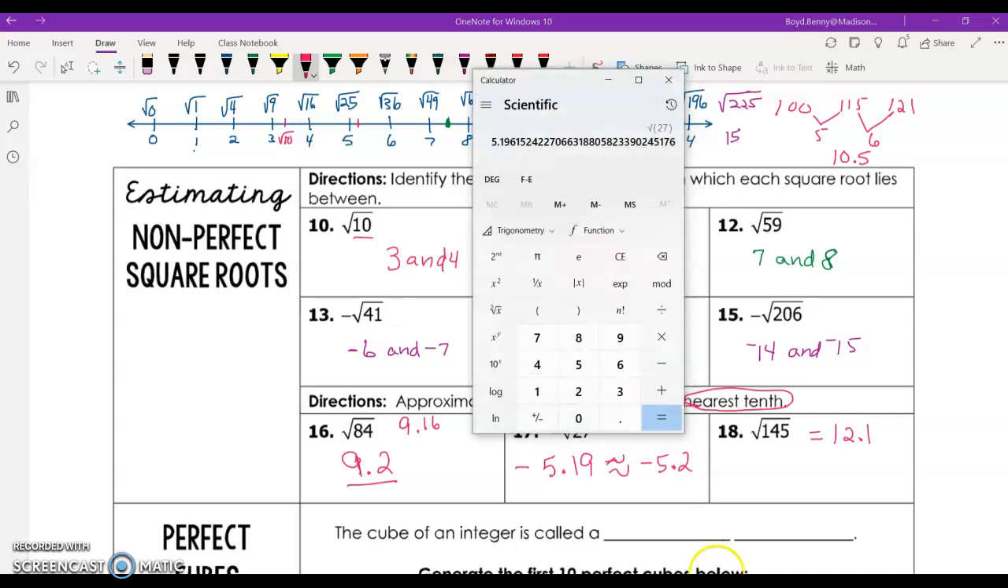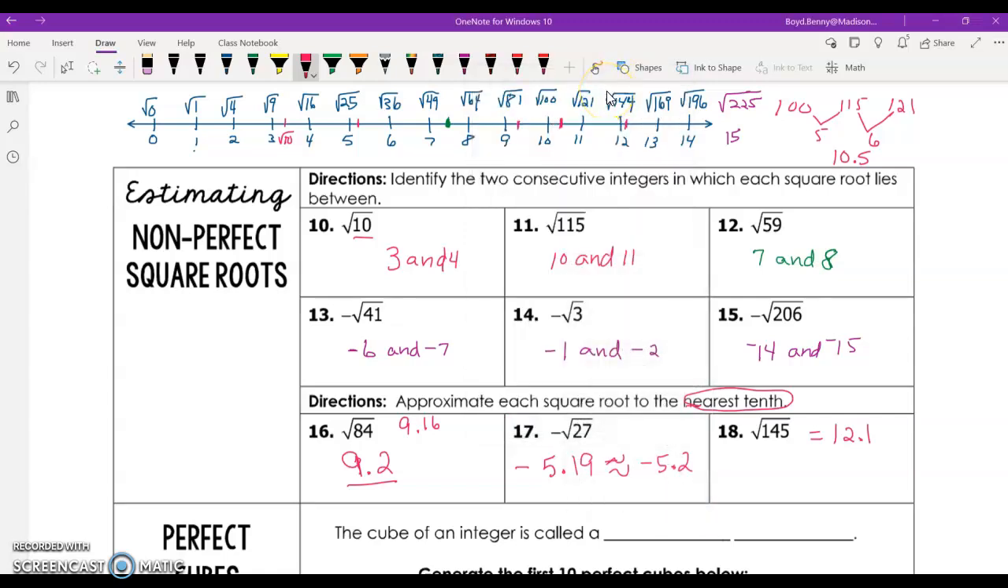Let's investigate that on the calculator. The square root of 145 is 12.04, which actually rounds off to 12.0. So we're actually pretty close. If we'd been 12.05, we would have rounded off to 12.1. And I forgot to put my squiggle there to show that I'm actually estimating or giving an approximate answer.